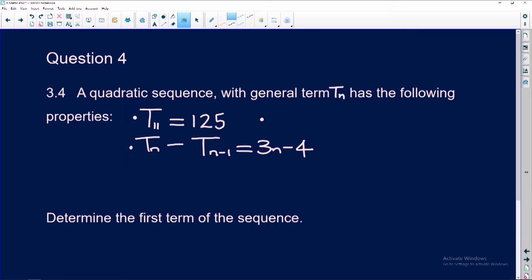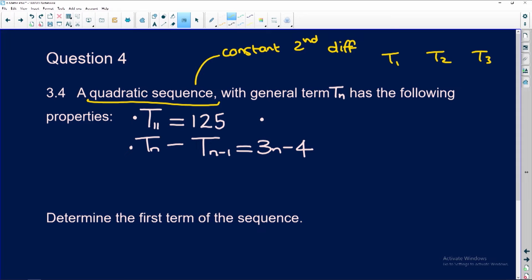Okay, so the moment you see this quadratic sequence, you should know that there is a constant second difference. So if I have term 1, term 2, term 3, this is the first difference. This is another first difference, but it is different, okay? So for example, if I had a first difference of 3, and then 5, and then 7, the second difference would be the constant, 2, 2, etc., okay?